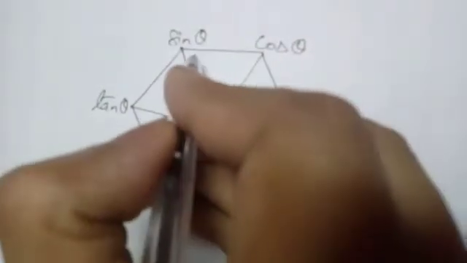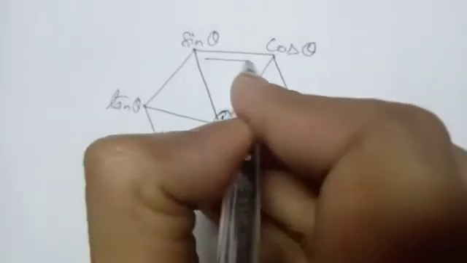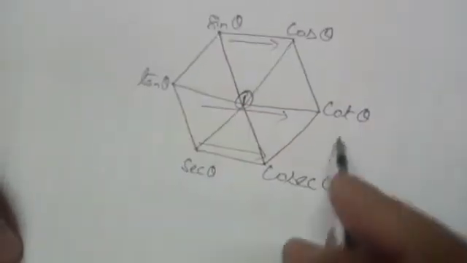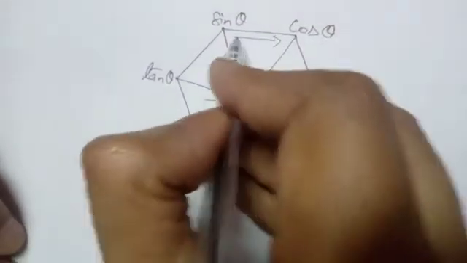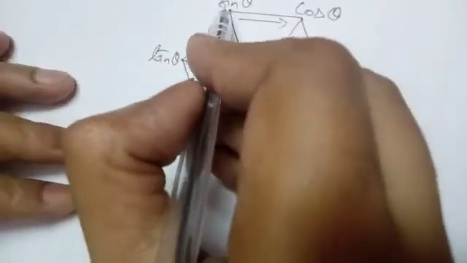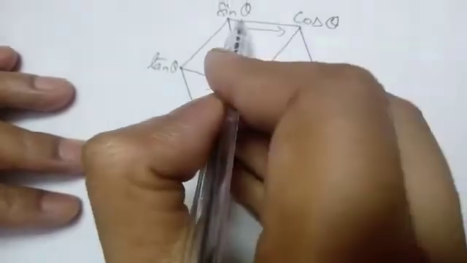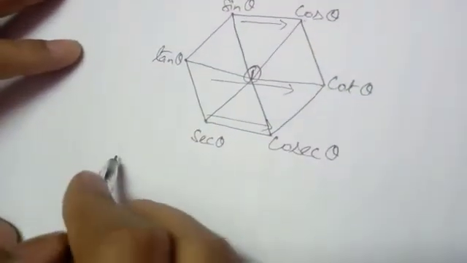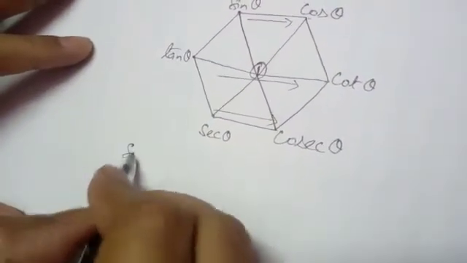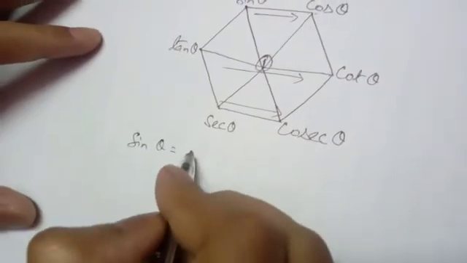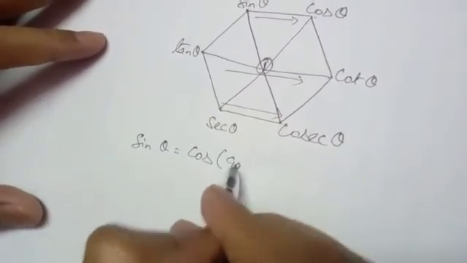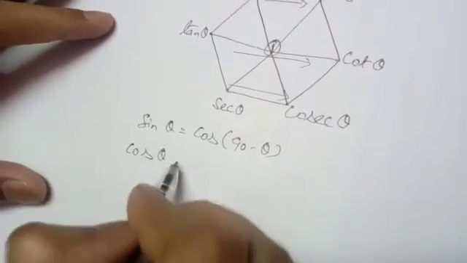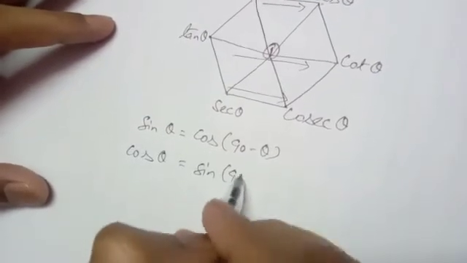Now we are directing arrows from left to right. What is the purpose of directing these arrows from left to right? You can see the first arrow, which is directing from sin theta towards cos theta, means the trigonometric ratios are complementary to each other. That means sin theta is equal to cos of 90 minus theta, whereas cos theta will be equal to sin of 90 minus theta.